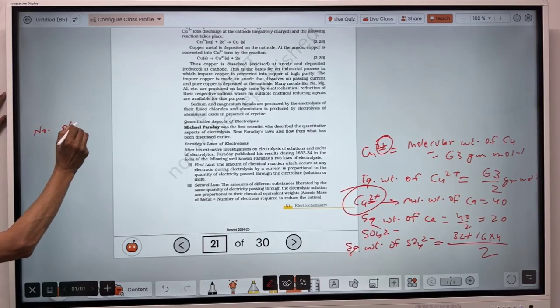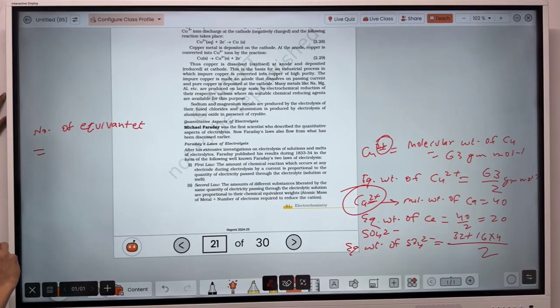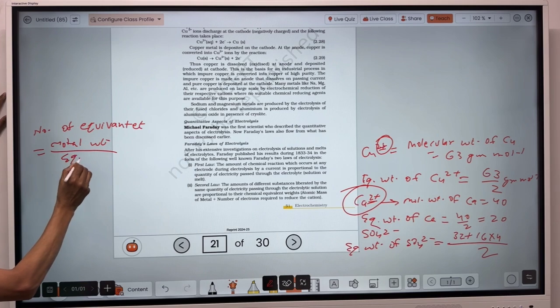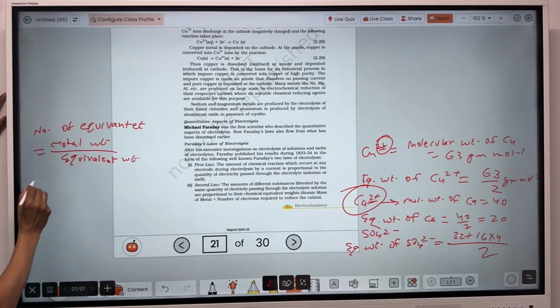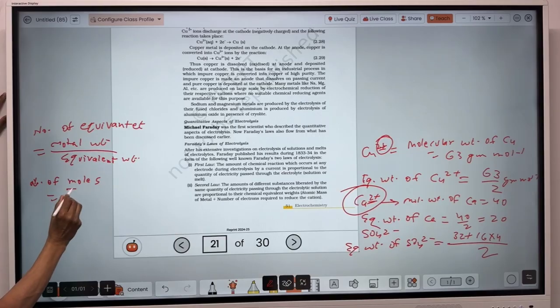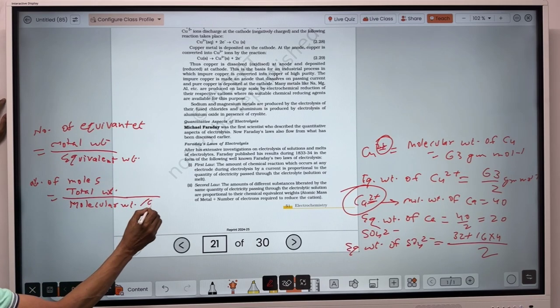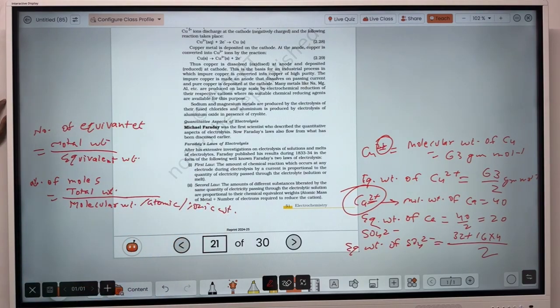Let's see firstly here. The number of gram equivalents is equal to the total weight upon the equivalent weight. Like the number of moles you have studied, total weight upon molecular weight, which is molecular weight in case of molecules, atomic weight in case of atoms, and ionic weight in case of ions. So that is here.